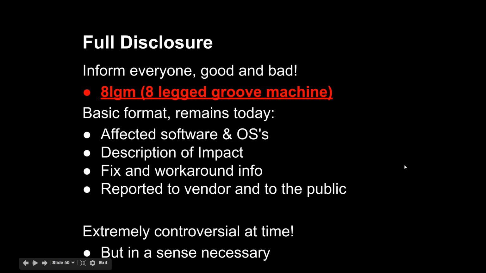Full disclosure came about and set a really interesting precedent. Originally, it's kind of attributed to the eight-legged groove machine, which was a kind of a bug report site that established a basic format that remains today. It identifies the affected software, operating system, the version, description of the impact, the potential fix and workaround, and whether or not it's been reported to the vendor and the public, and any timelines.